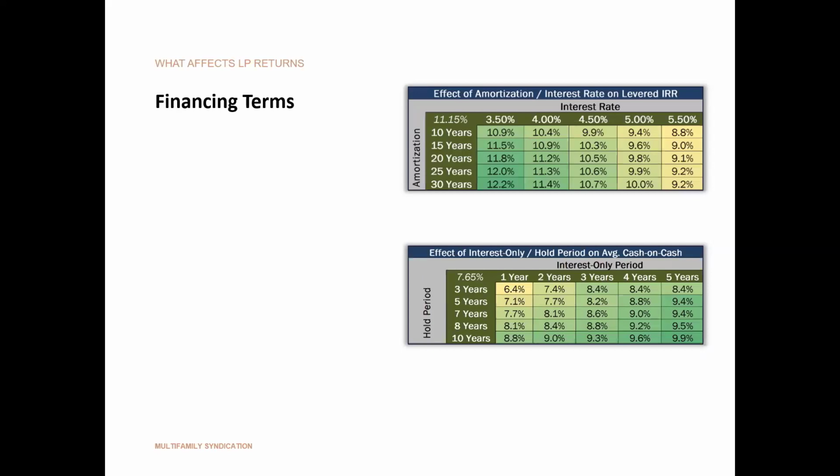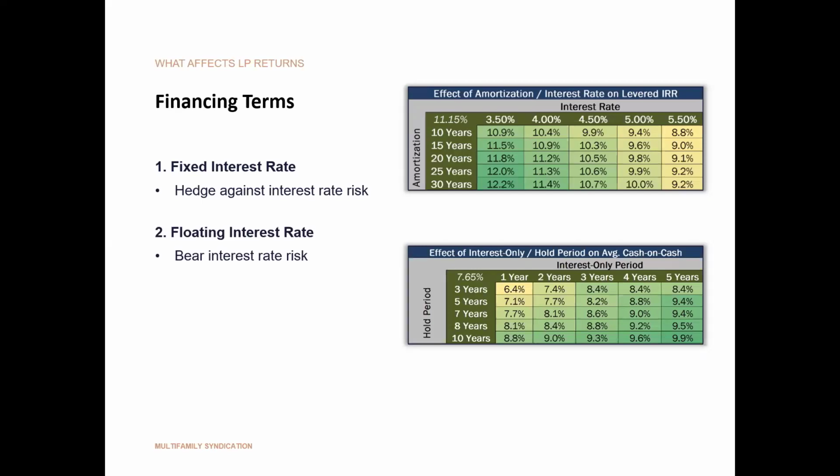Financing terms is another one that's going to impact your return profile significantly. So knowing what the sponsor was able to get for financing terms and how that fits in with the overall business plan is really crucial. If you have a fixed rate, this is a hedge against interest rate risk. Your interest rate isn't going to change, so you're not exposed like you would be in a floating interest rate scenario. Floating interest rate, you bear that interest rate risk.